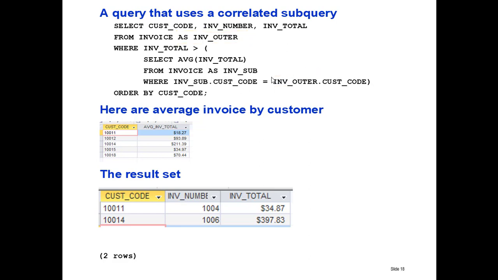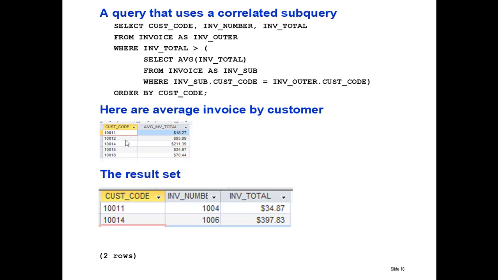This is what makes this like an inner loop, because it's going to grab the first customer code and join that with invoice. Then it's going to take the second customer code and repeat it. What it's actually doing is averaging the invoice total by customer.